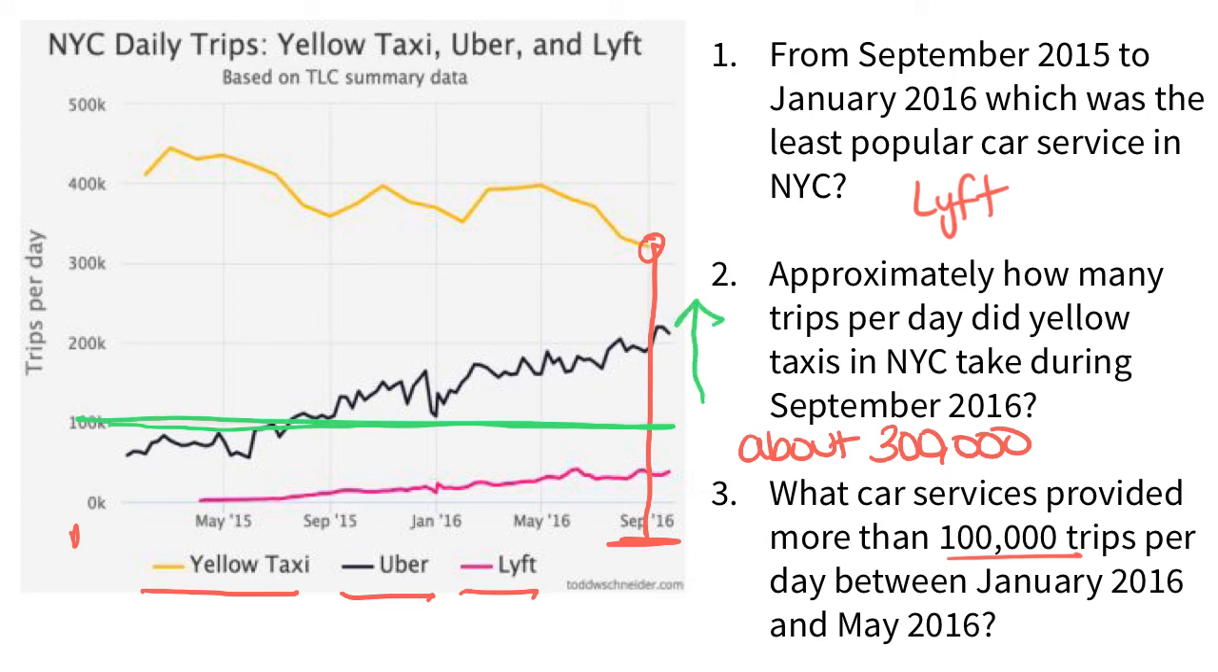So I'm going to look from January 2016 until May 2016. So what was above that line during that time? Well, I see that the yellow line was, and the black line was, and that yellow line is yellow taxis, and the black line is Uber. So I have two answers here, yellow taxis and Uber.